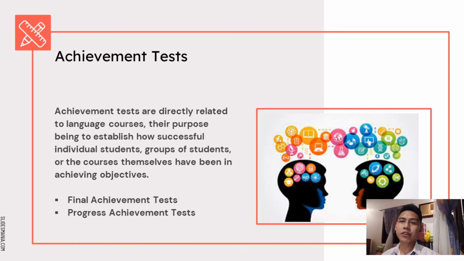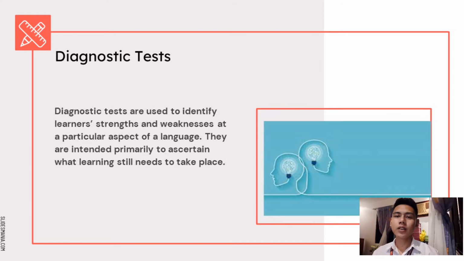We have final and progress achievement tests. The final achievement tests are those administered at the end of the course, while progress achievement tests are used to assess students' progress, the development made by the students. One way of measuring progress would be to repeatedly administer final achievement tests, the increasing scores indicating the progress made. And that's it about the achievement test.